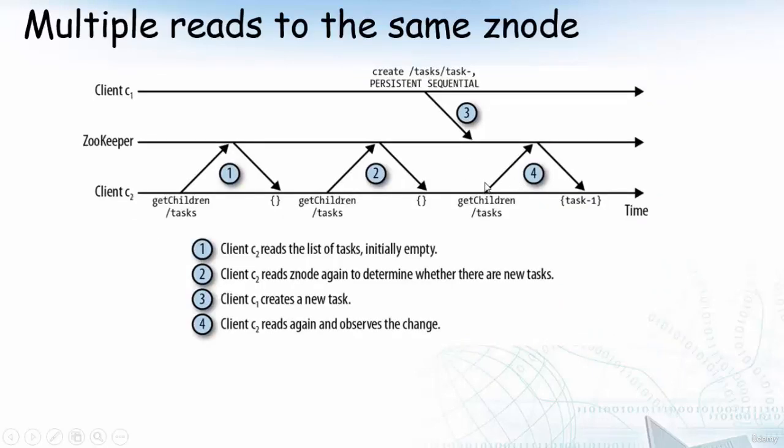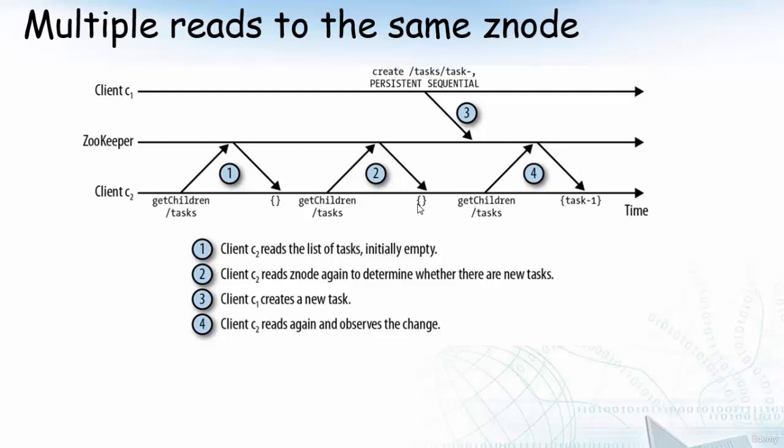So consider this figure. Here, client C2 reads the list of tasks and it returns initially empty. Then client C2 reads the Z node again to determine whether there are new tasks or not. And this second call to get children /task returns the same value, that is an empty set. Then client C1 creates a new task and client C2 reads again and observes the change. Here, task-1. So now in the figure, we can see that the second call to get children /task returns the same value, that is an empty set, so it is consequently unnecessary. And this is the common problem with polling.